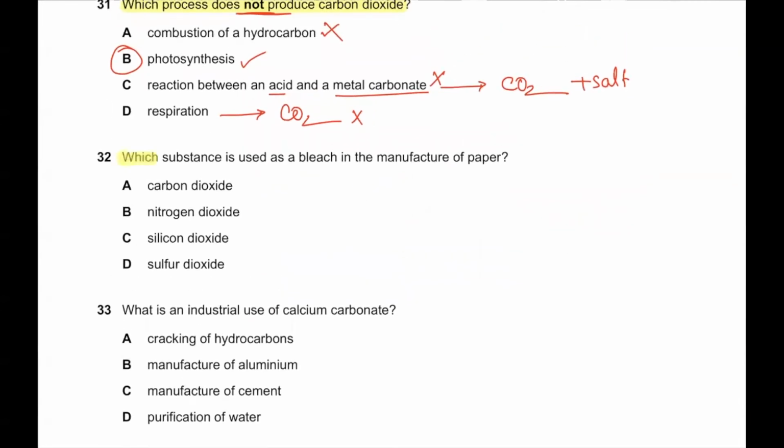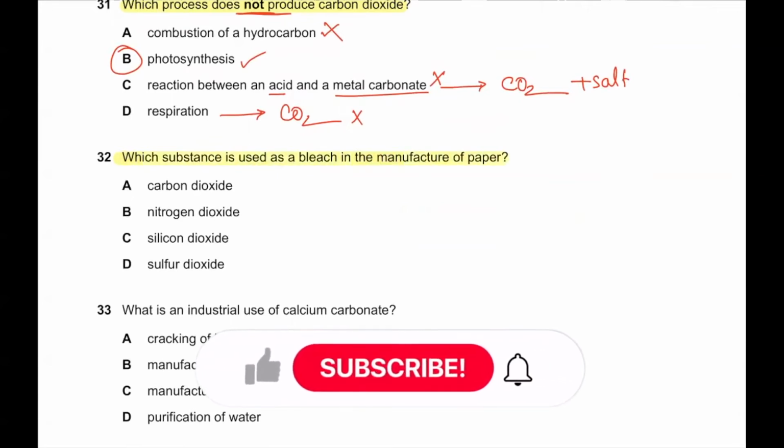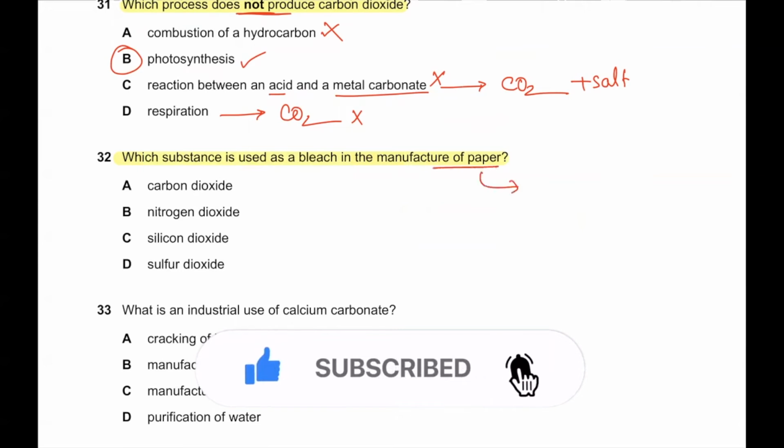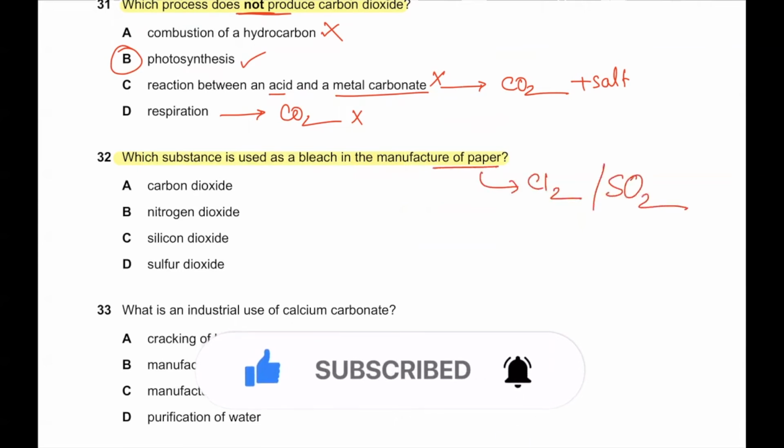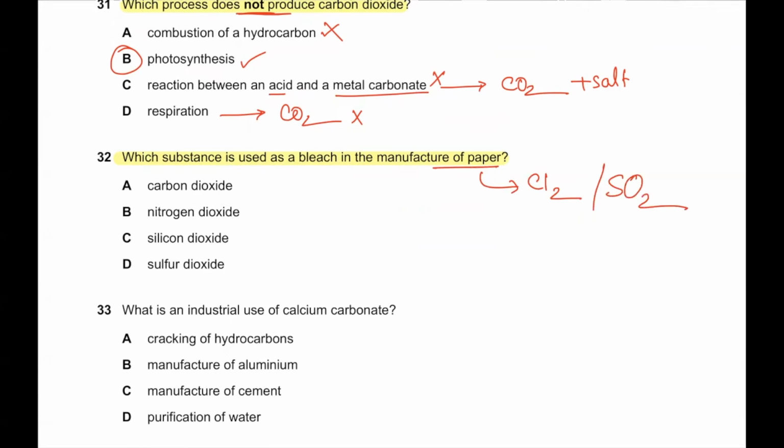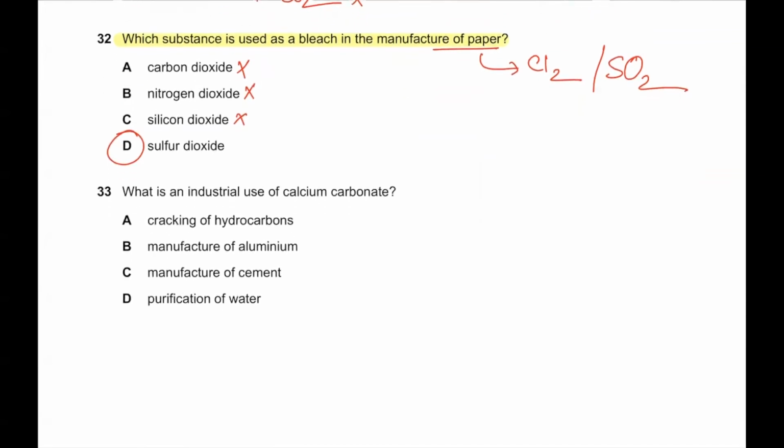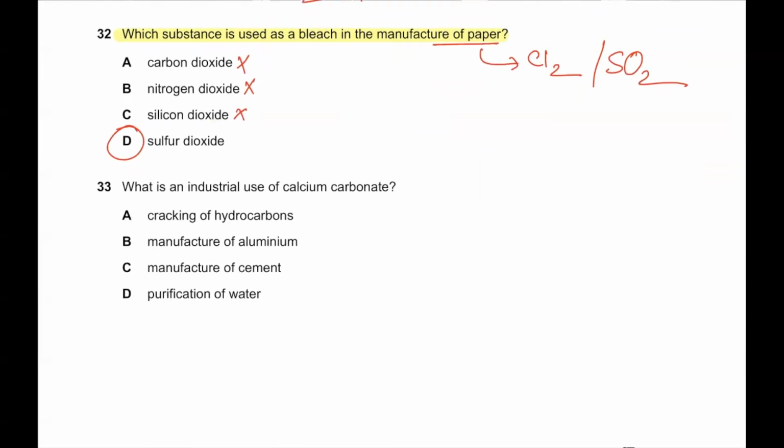Question number 32. Which substance is used as a bleach in the manufacture of paper? Now, in the manufacture of paper, we gotta know that chlorine is a bleaching agent and also sulfur dioxide is a bleaching agent. So we can just keep it memorized. So guys, carbon dioxide, nitrogen dioxide, silicon dioxide, definitely wrong. Sulfur dioxide, yes. Sulfur dioxide is a good bleaching agent. It can make paper white in color.